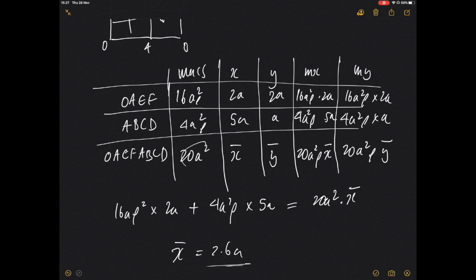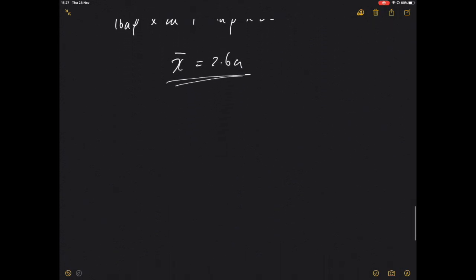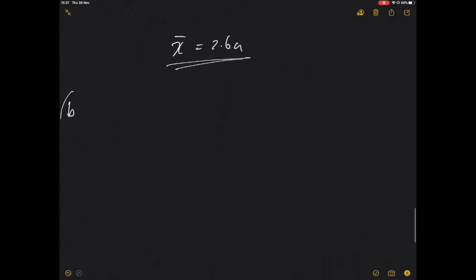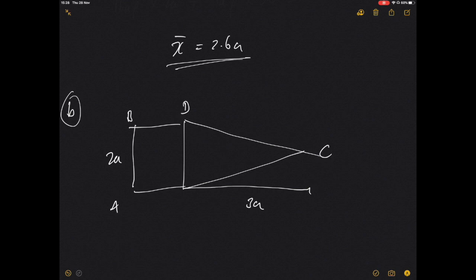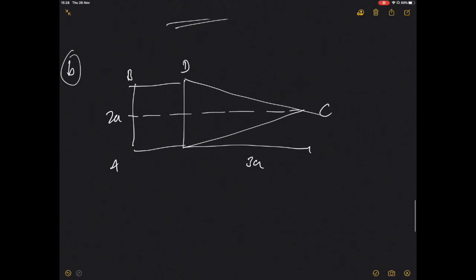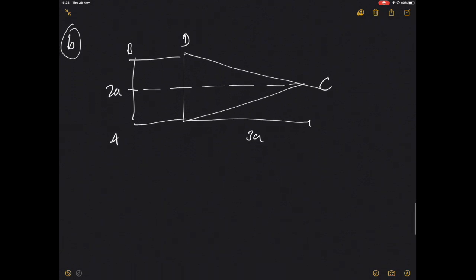So likewise, here we have another shape in example B. Here we can see our second example, where we have a square and a triangle. We're going to say that this is 2a in distance. We know that this is 3a. And we're going to call this A, B, D, C, and we're going to have a line here, and maybe we should call this E.